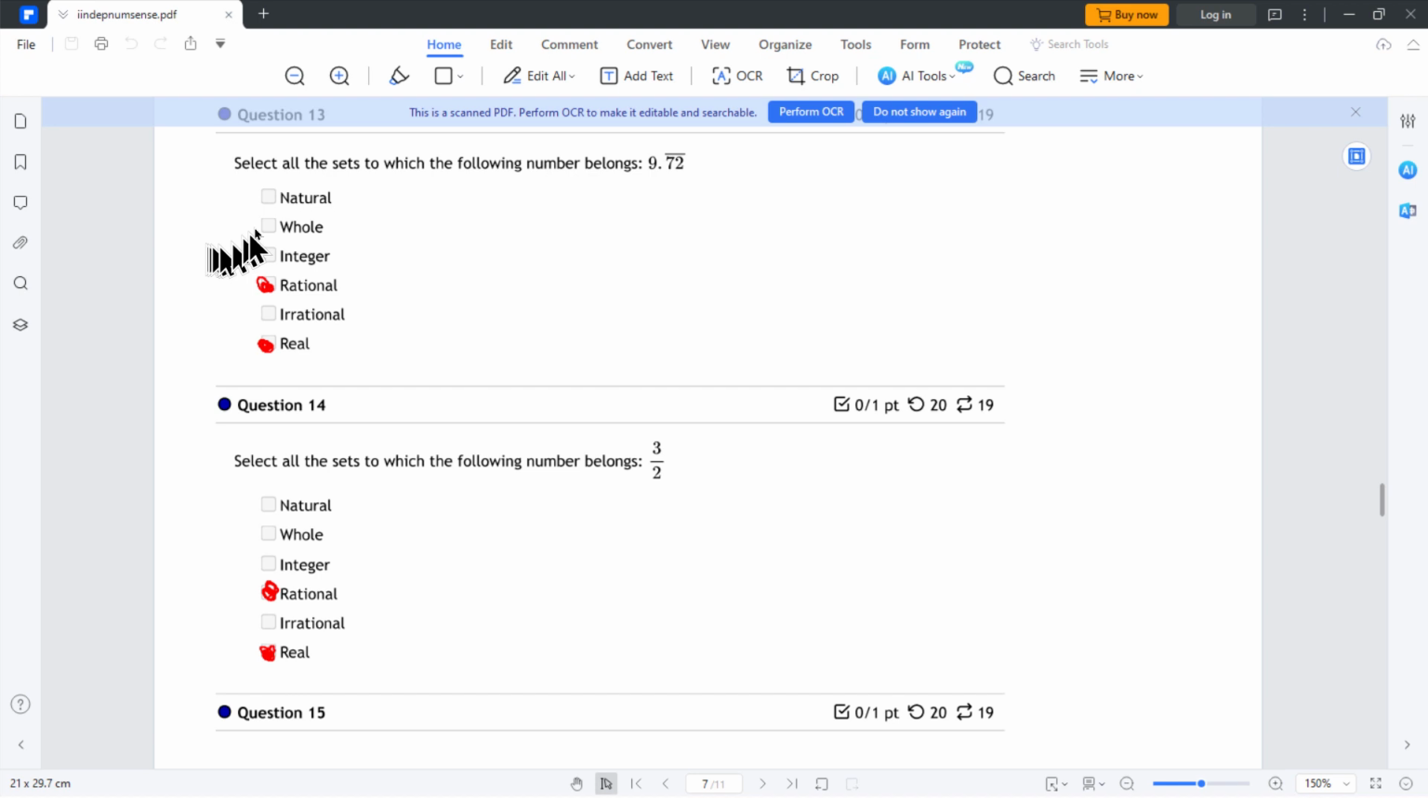Number 13, this number here, 9.72 repeating, can be written as a fraction. It's a fraction, and it is a real number. So which does this belong to? 3/2. It is a fraction, a rational number, and it is a real number.